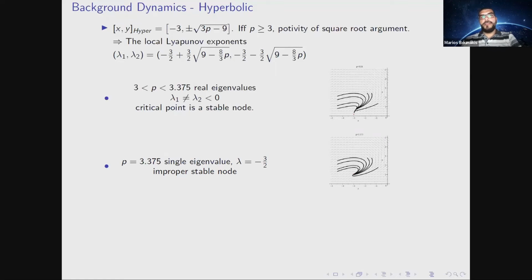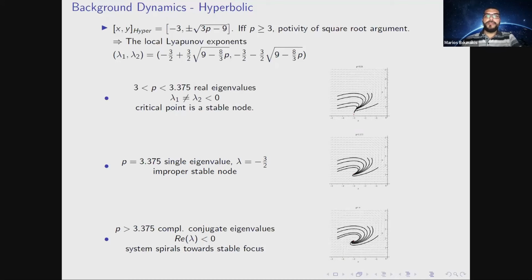A second case is when p is exactly 3.375, when there is one single eigenvalue, minus 3/2, and the critical point is an improper stable node. Lastly, when p is larger than 3.375, there exist 2 complex conjugate eigenvalues with negative real part, and then the system spirals towards the stable focus critical point.